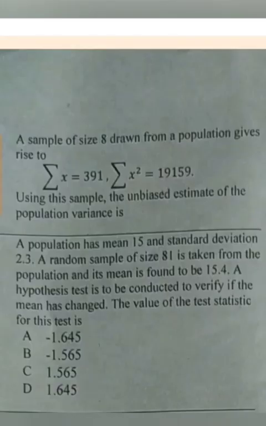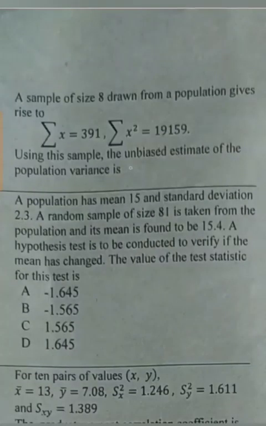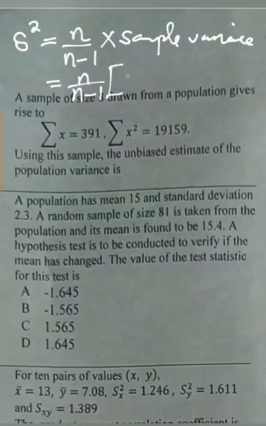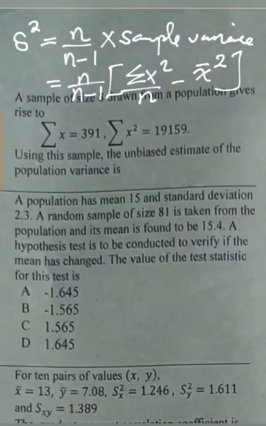In the next question, we have a sample of size 8 drawn from the population which gives rise to summation x equals 391, summation x squared equals 19,159. Using this sample, the unbiased estimate of the population variance is, and the question was faulty, no alternatives were given. However, the unbiased estimate of the population variance simply means the best estimate of the population variance from the sample given, and the formula is s squared equals n all over n minus 1 times the sample variance. So we have n all over n minus 1 into summation x squared over n minus x bar squared.